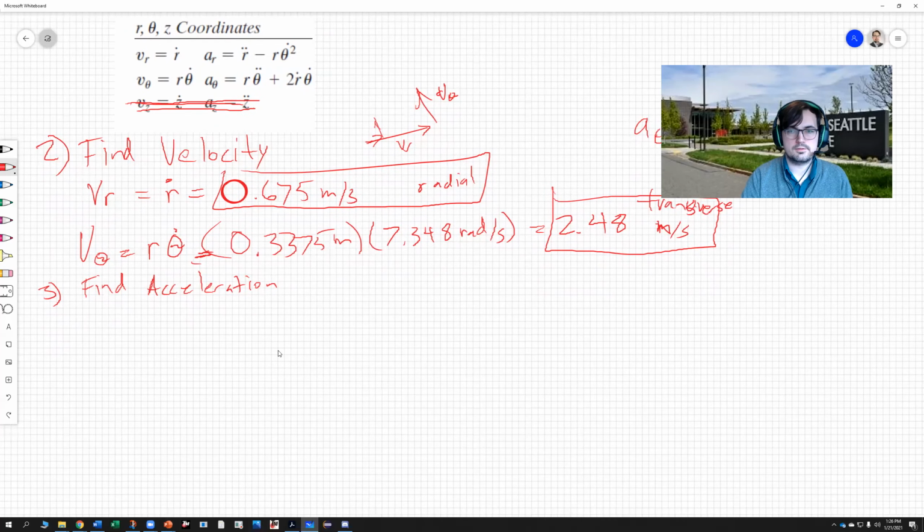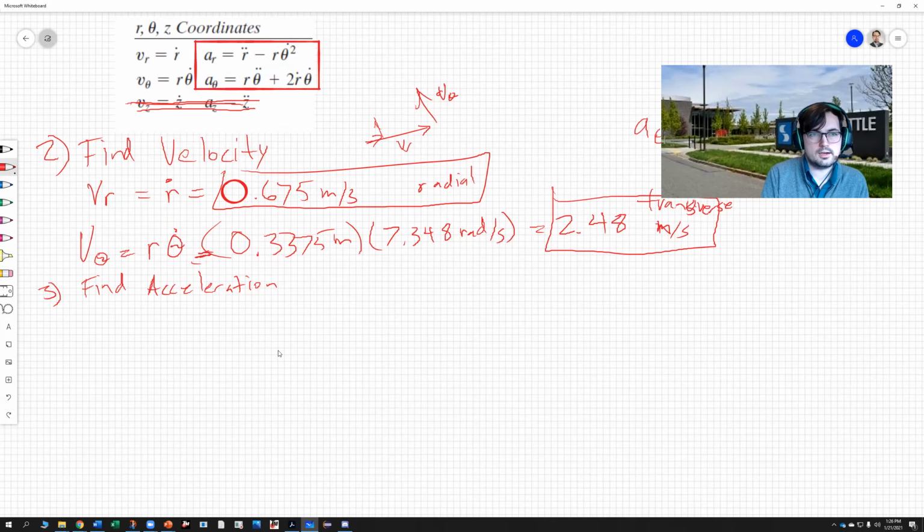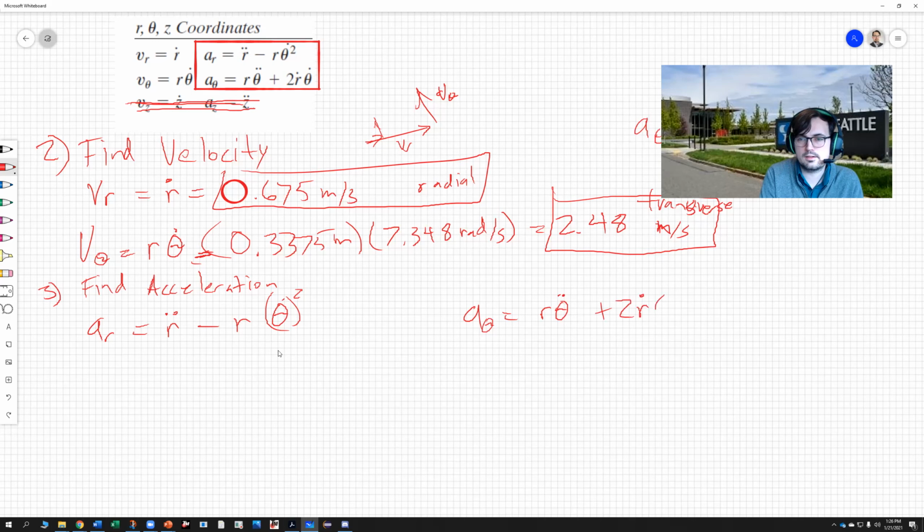Finding our acceleration, very similar. We're going to say, okay, using these relationships right here, a_r is equal to r double dot minus r times theta dot squared. And I want to be clear that, using PEMDAS, we know that theta dot is the only thing squared here, and it'll also make sense with the units when we get to that. We said a theta, or the transverse acceleration, is going to be r theta double dot plus 2 r dot times theta dot. And we can plug in these values.